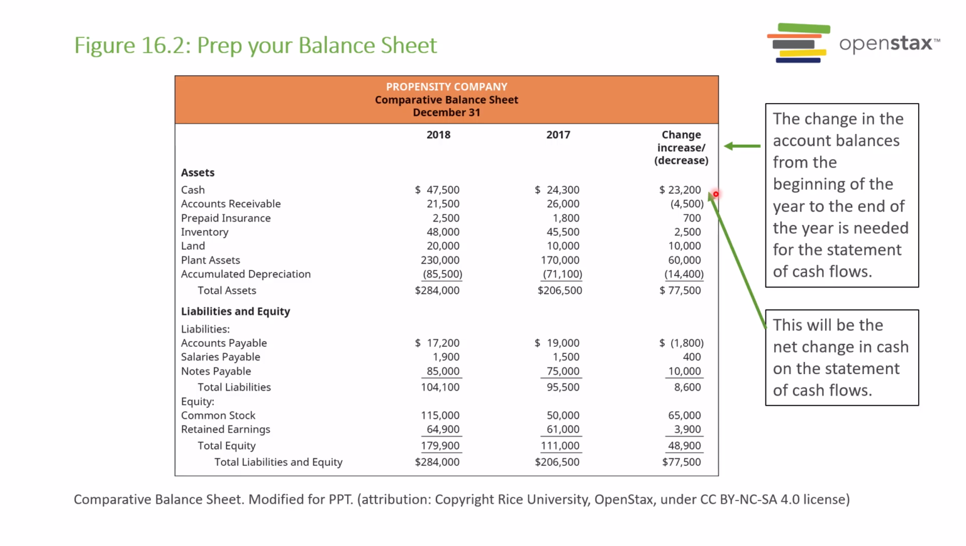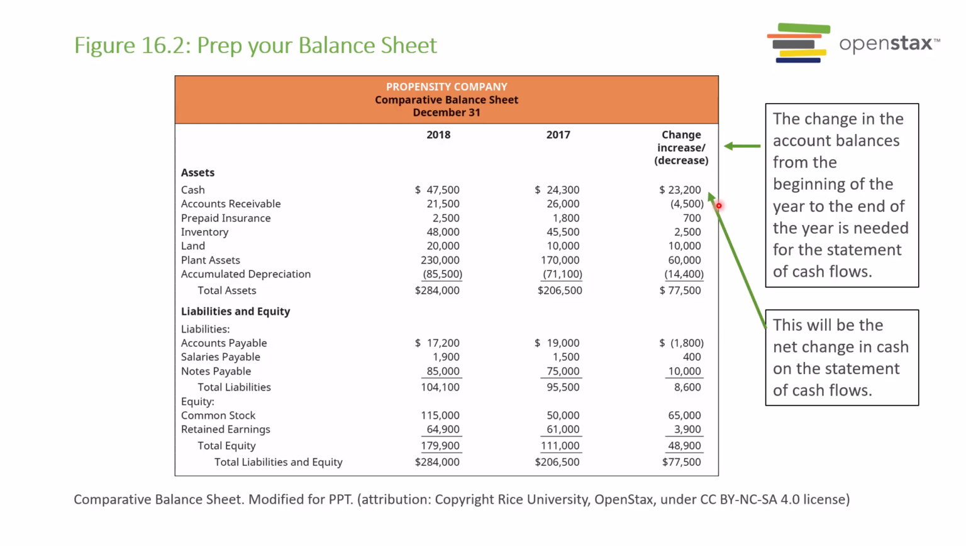So here it is just a simple subtraction. In the cash account, cash was $24,300 at the end of 2017. 1 year later, at the end of 2018, they had $47,500 in the cash account, an increase of $23,200.